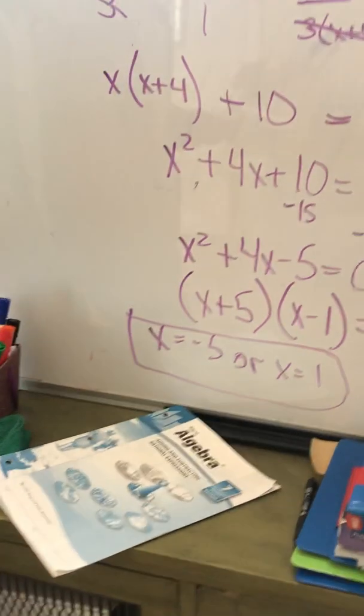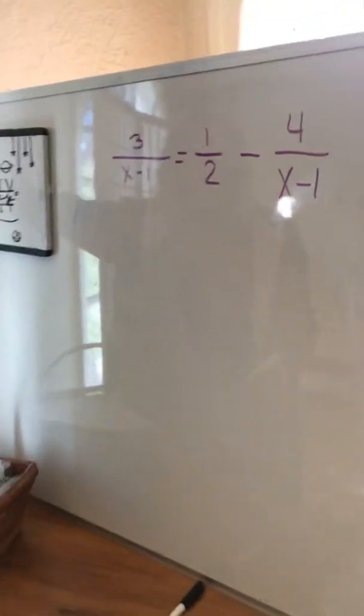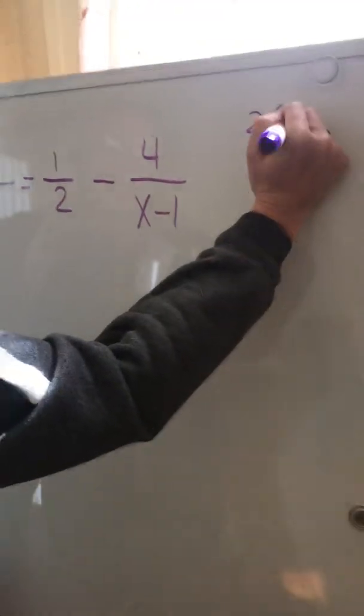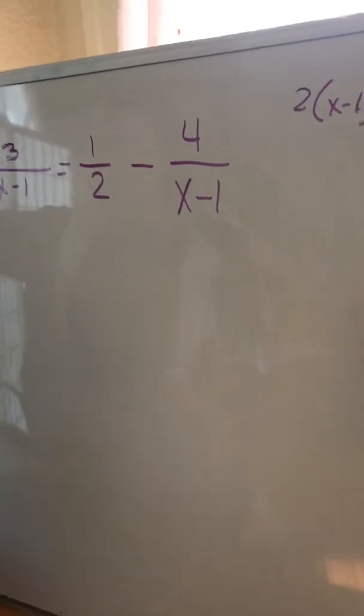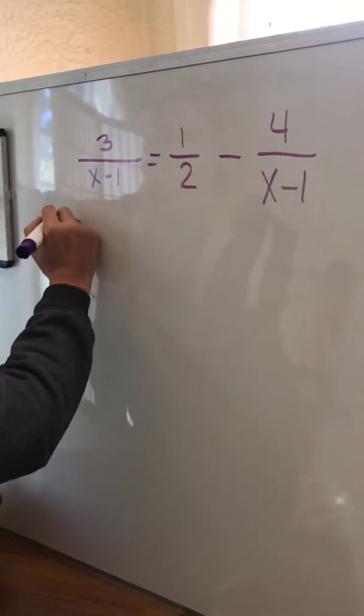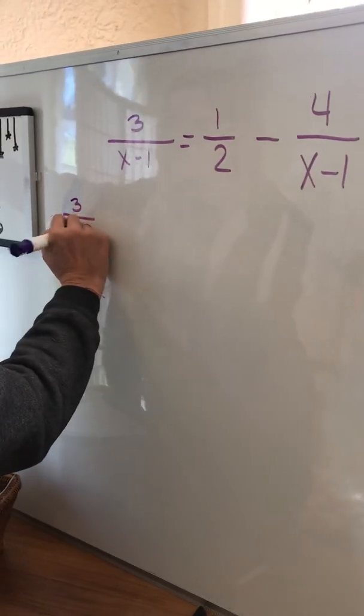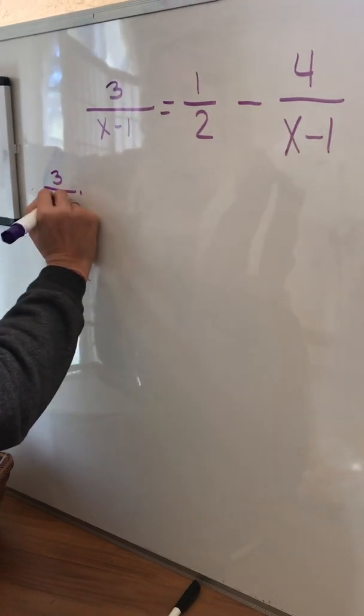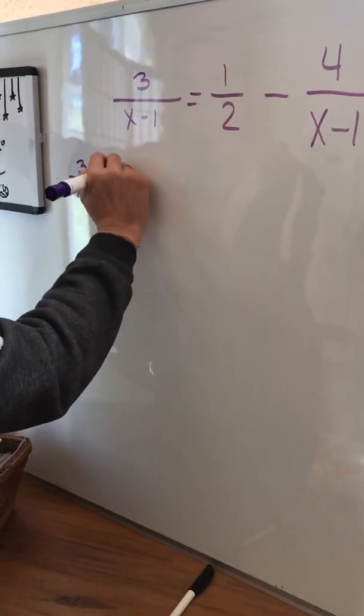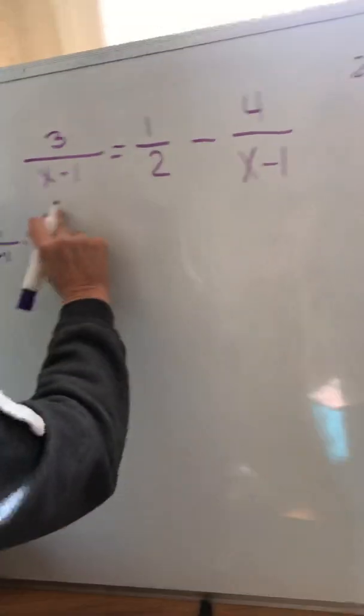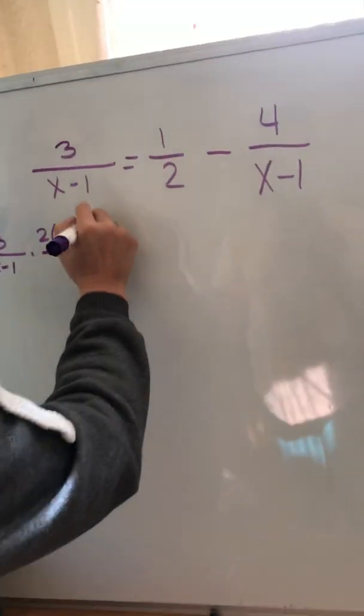Okay, I'm going to do one more if I don't run out of memory. Okay, so here's the next problem. You can see that the common denominator would be 2 times x minus 1. I'll just leave that stuck up there. So now I'm going to multiply each of these by the common denominator. Oops, that's a minus sign. Times, hopefully we don't run out of storage.